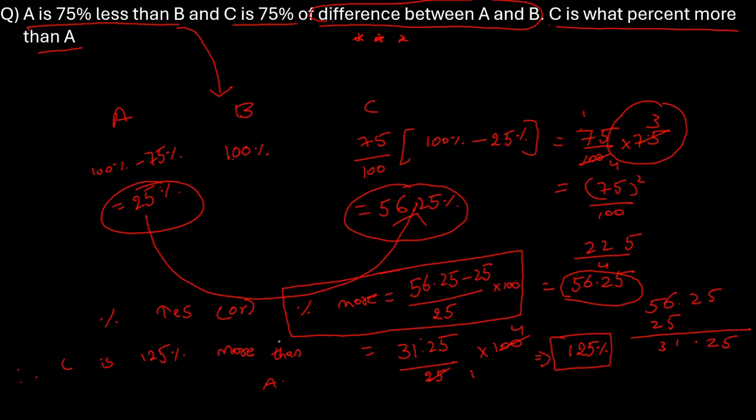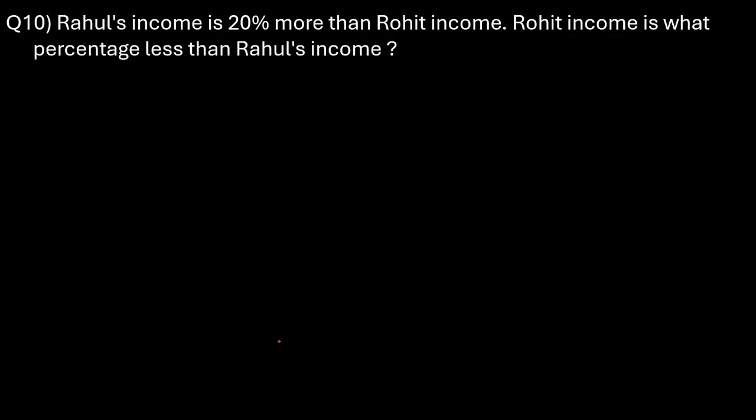Okay guys, moving to the next question. Here. Rahul's income is 20% more than Rohit's income. Rohit's income is what percentage less than Rahul's income?